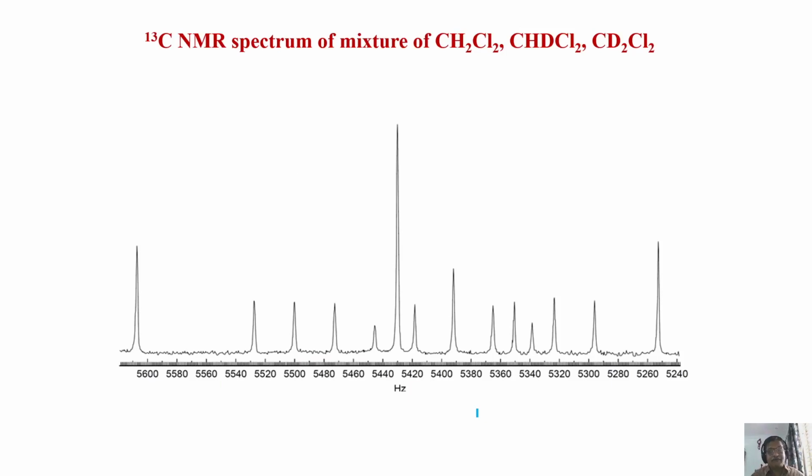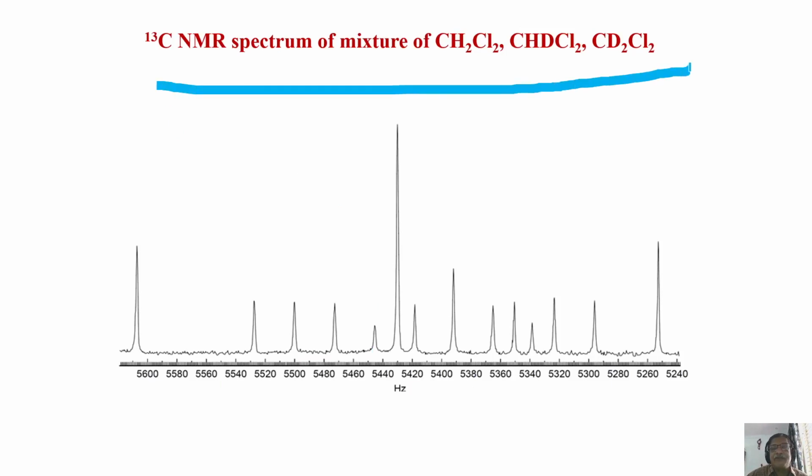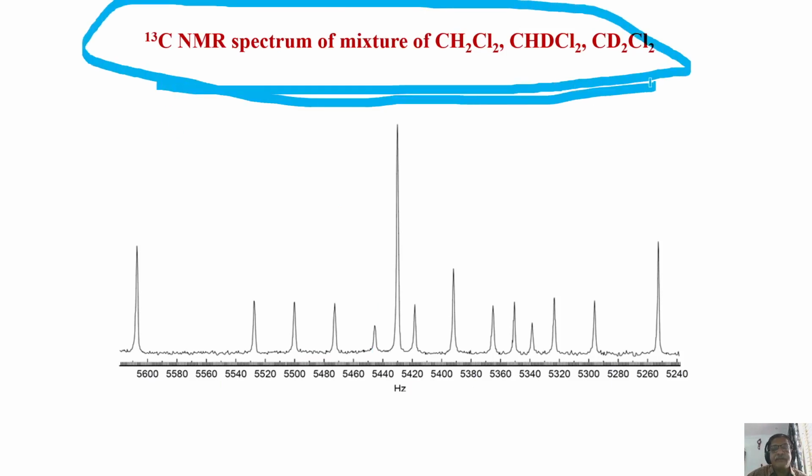Now we analyze the spectrum. You will understand what is really happening. Now I am looking at the carbon-13 spectrum of a mixture of these three. CH2Cl2, first we will take that. What is the pattern you expect? I am looking for carbon-13 NMR in a mixture of three different molecules. Don't get confused, it is a mixture of three different molecules.